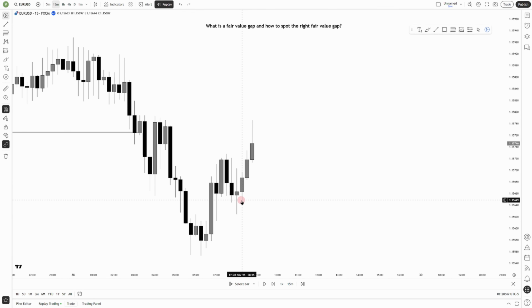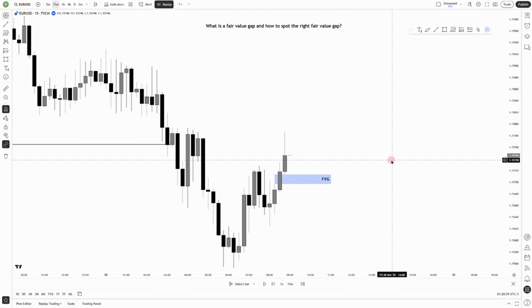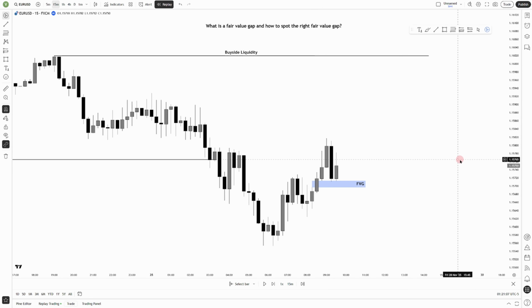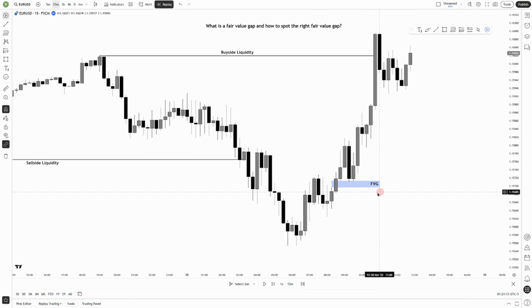Now we have a bullish fair value gap. Notice these three candles. We have a gap in the second candle, so this is a fair value gap. Look how price retraced into the fair value gap, and then it went straight to the buy-side liquidity after retracing this fair value gap.